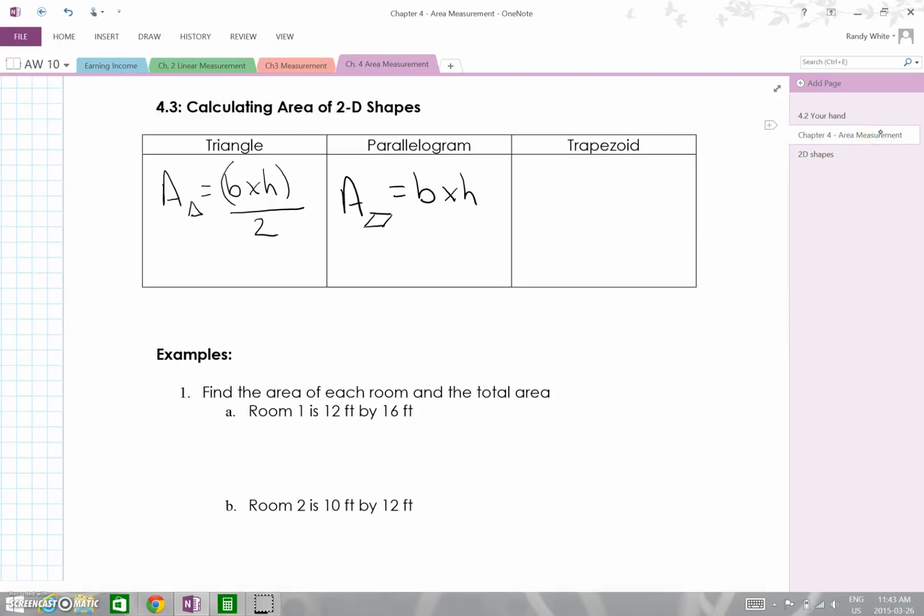The last one is a trapezoid. The trapezoid looks like that, where one of the sides is a little shorter than the other side. So it is the sum of the lengths divided by 2, and then times that by the height. What I'm doing here when I do the sum of the lengths and divide it by 2 is I'm finding out what the average is.